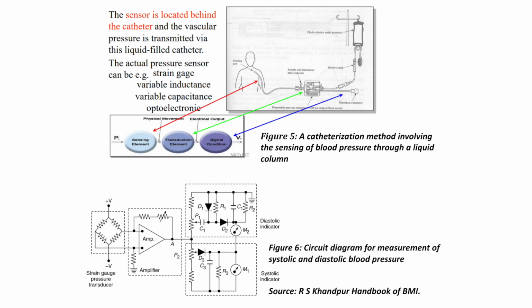We need more elaboration of option A, that is the catheterization method involving the sensing of blood pressure through a liquid column. The given figure illustrates this method. In the figure, you can see how the blood pressure at the heart is transmitted to the transducer using a liquid column. The transducer converts these pressure oscillations into electrical energy. The available electrical signal is then filtered and amplified for display of the pressure waveform in a suitable way.